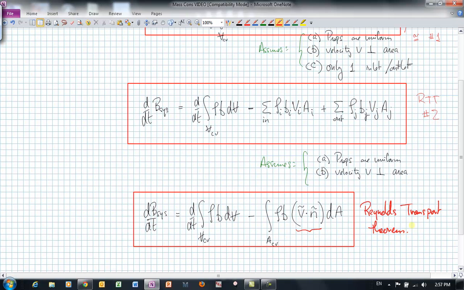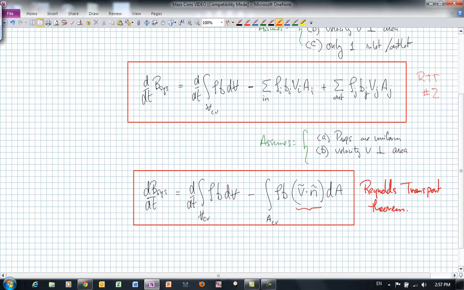So there are no assumptions on which this is based. The properties don't have to be uniform. The velocity doesn't have to be perpendicular to any sections of the area. All it's doing, it relates the rate of change of the Lagrangian representation of a system, so when we track the mass of fixed particles, to a fixed region in space, a control volume approach. This is what this is telling us, regardless of what the fluid properties specifically are doing on their own.